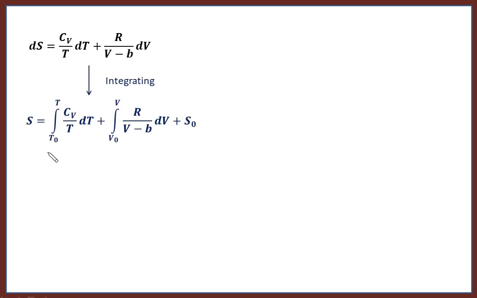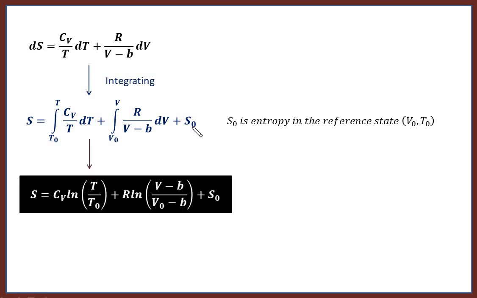Now you need to integrate this equation in order to get S. So let's integrate it. Substitute the limit. Just assume that temperature changes from T0 to T, volume changes from V0 to V. So we can write S equals integration over T0 to T of Cv upon T dT, plus integration from V0 to V of R upon V minus b dV, plus S0. Here S0 is the entropy in the reference state, which is at V0 and T0.